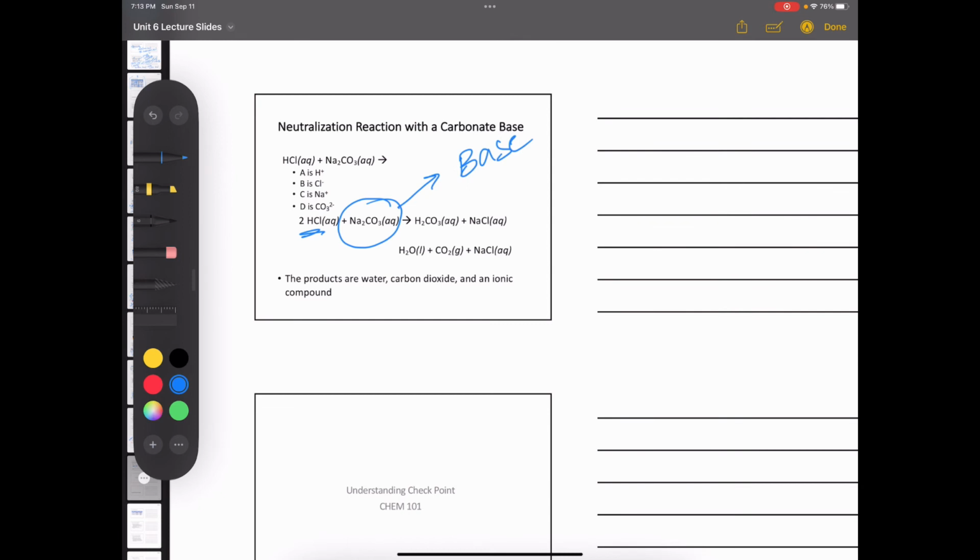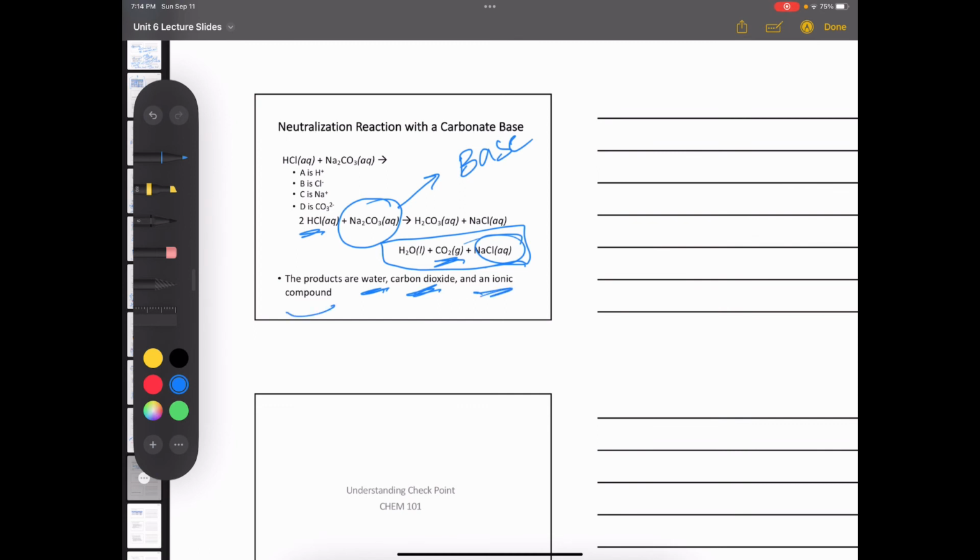Same kind of steps, which is identifying your A, B, C, and D along with their charges. The products all the time are water, along with carbon dioxide and NaCl, the salt, as an aqueous. So the product of reacting with carbonate is water, carbon dioxide, and an ionic compound.